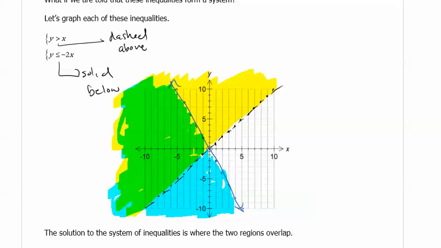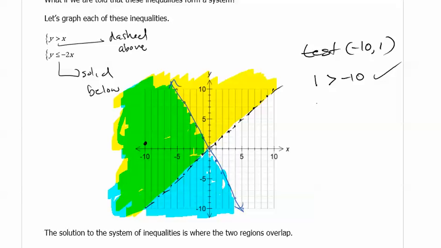Okay, so let's pick some points to test. I'm going to test the point negative 10, 1. So basically that means that it has to work for both inequalities. It has to satisfy both inequalities for it to be a valid solution. So if I put in 1 is greater than negative 10, well, that's actually true.